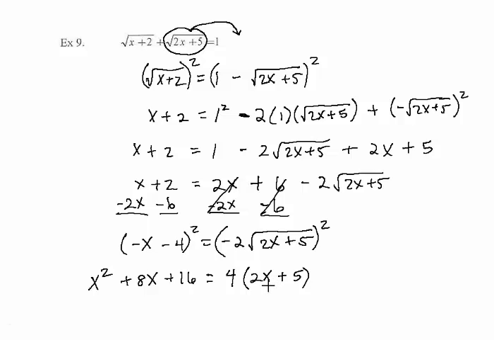Alright, so at this point our radical is gone and we're trying to get x by itself, but we have this x squared term here, so we've got a quadratic equation. We'll distribute the 4 to get rid of the parentheses.